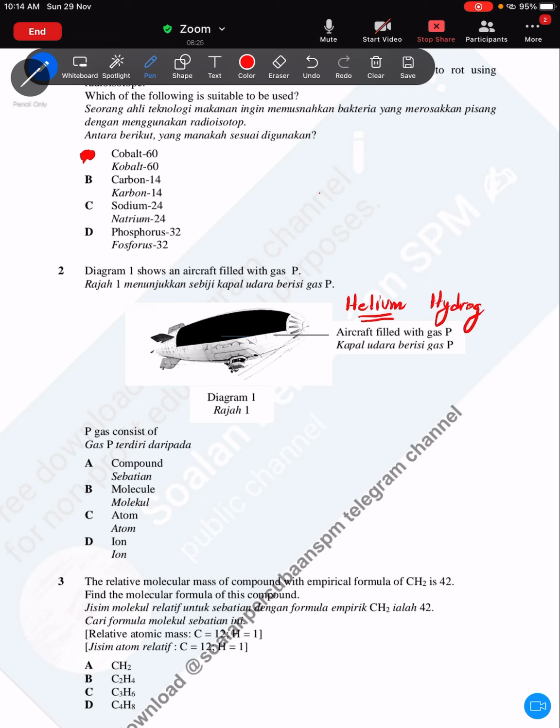Remember, guys, we have helium and hydrogen. Yes, hydrogen is much lighter than helium, but nevertheless we will not choose hydrogen rather than helium. Do you know why? Hydrogen is lighter than helium, but we do not choose hydrogen. We choose helium for aircraft. Why? Any reason? Anyone can answer?